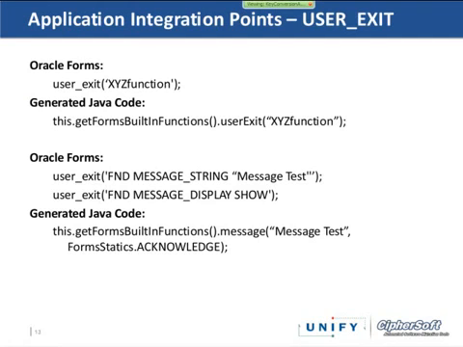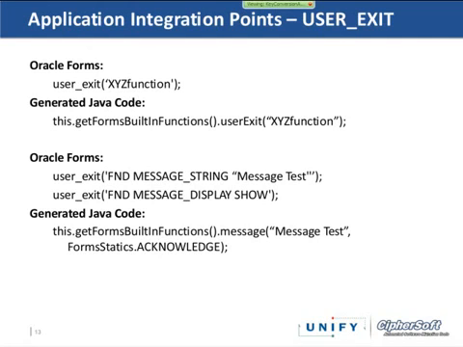The user exit command can be used to call all sorts of third-party functions and programs. These routines may be Pro*C code or some other executable. As long as the executable will work on the platform the Java environment is running on, it can be called from the Java application. In the first example, an executable file called XYZ function is being invoked. In the second example, the user exit commands are being used to find the text message test and then display it when found.